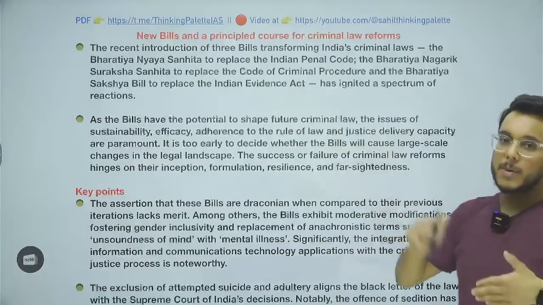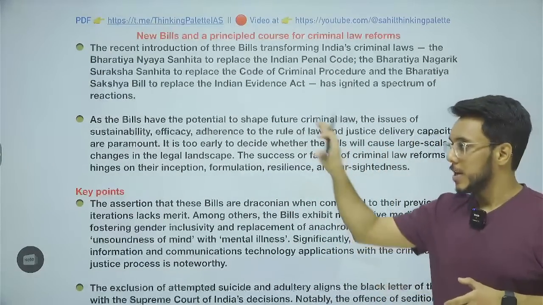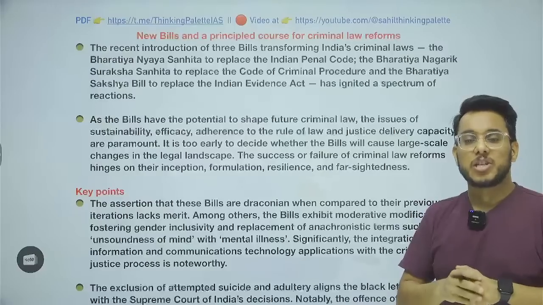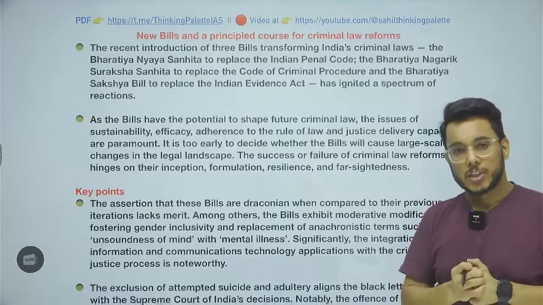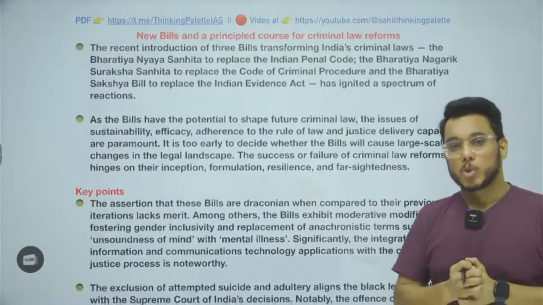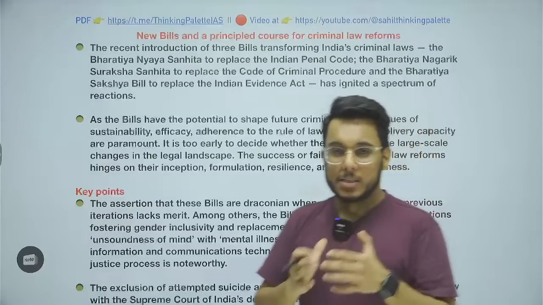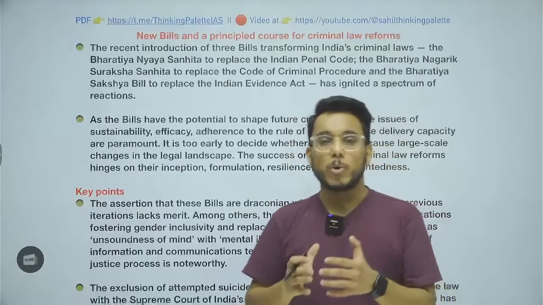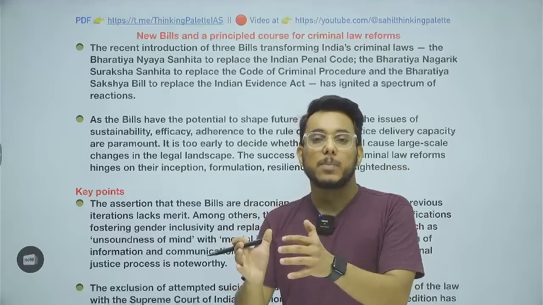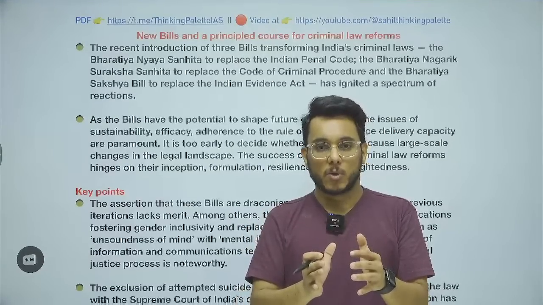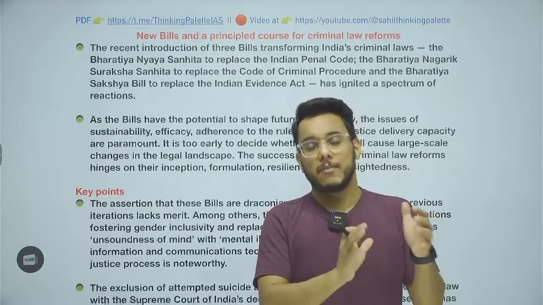We have discussed this particular issue also multiple number of times. We'll take this particular article with respect to the GS paper number 2, criminal justice system reforms. So I think at least 3-4 times we have discussed it, that government has now proposed the bills to replace IPC, Indian Penal Code, CRPC, Criminal Procedure Code, as well as the Indian Evidence Act.